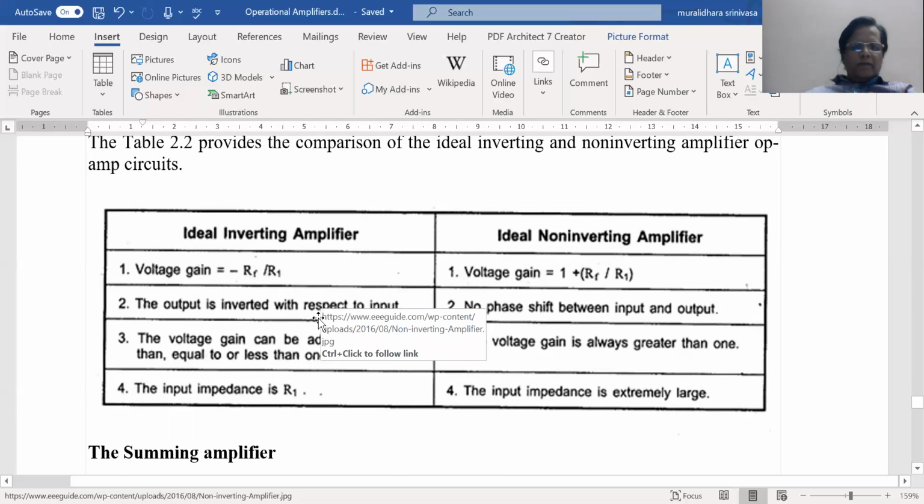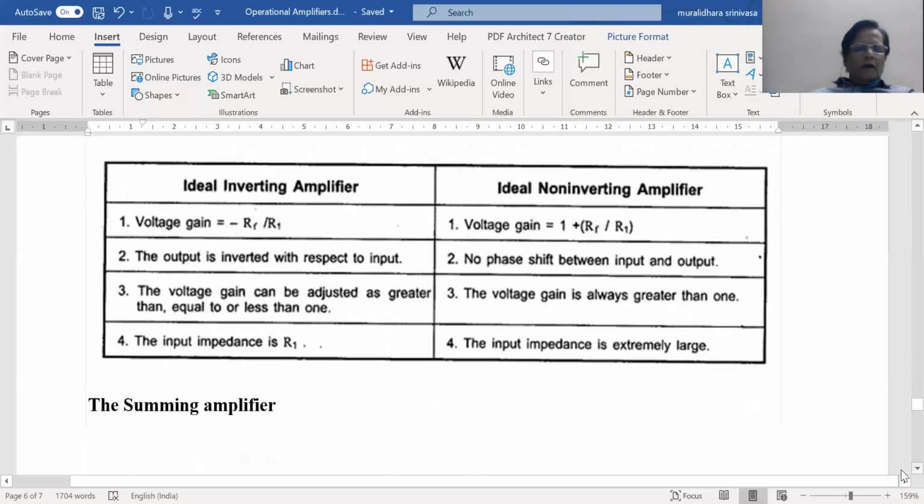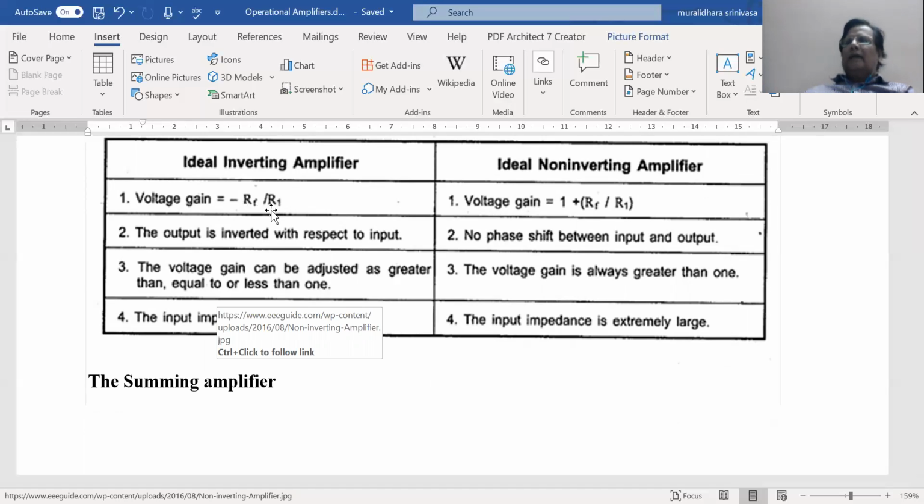The output is inverted with respect to the input for the ideal inverting amplifier. Here, for the non-inverting, there is no phase difference between the input and the output. The voltage gain can be adjusted as greater than, equal to, or less than 1. ನೀವು RF ಅನ್ನು ಕಮ್ಮಿ ಮಾಡಿದ್ರೆ R1 ಗೆ ಅರ್ಧ ಮಾಡಿದ್ರೆ gain half ಆಗುತ್ತೆ. So instead of magnifying, you can diminish the signal. 0 ಮಾಡಿದ್ರೆ vanish ಆಯಿತು, gain ಇಲ್ಲ.